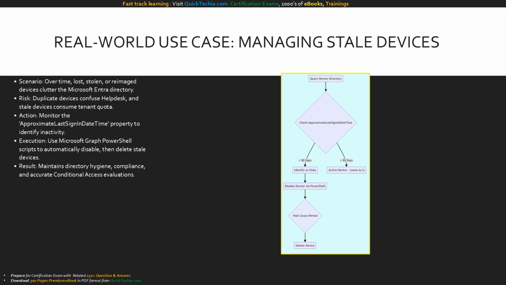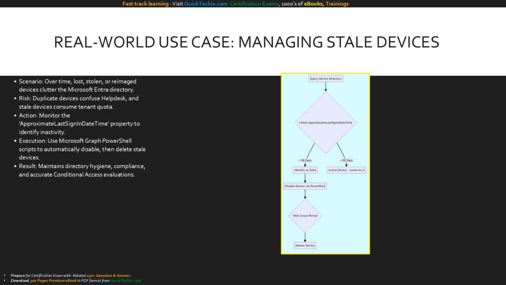To fix this, we leverage a specific property called approximate last sign-in date time. Microsoft Entra ID updates this timestamp when a device authenticates to the cloud. As an administrator, you should implement a routine, often via Microsoft Graph PowerShell, that queries this timestamp. If a device hasn't checked in for 90 days, you programmatically disable it. After a grace period, you delete it. This automated lifecycle management ensures your directory remains pristine, compliant, and secure.